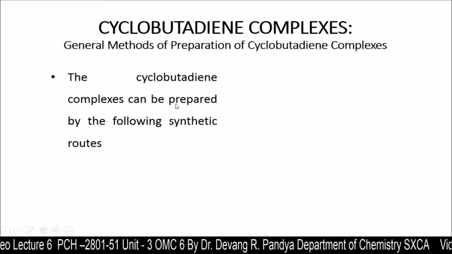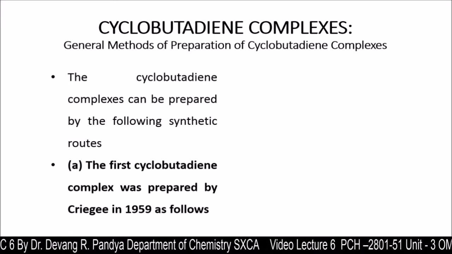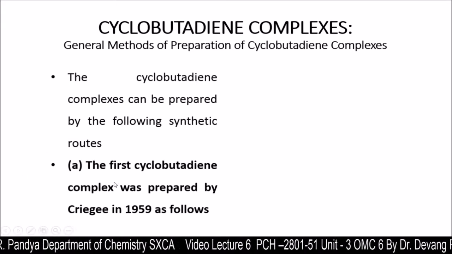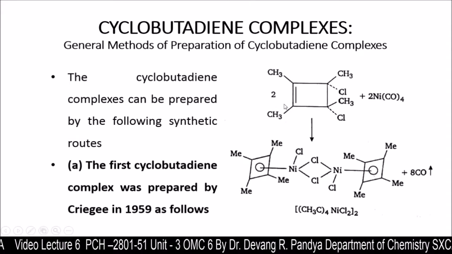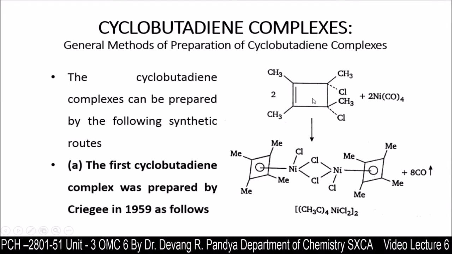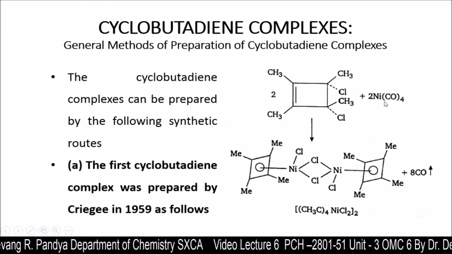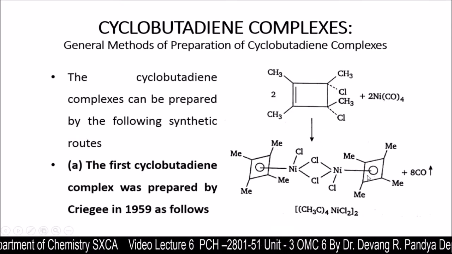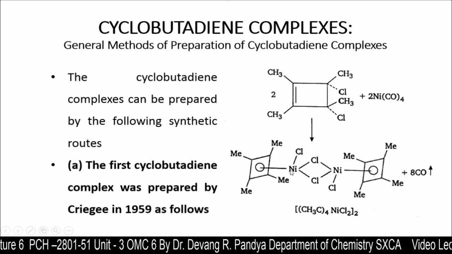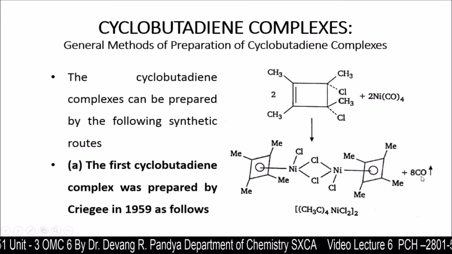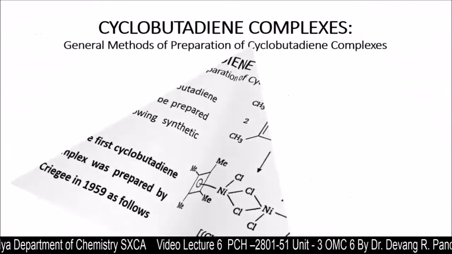Cyclobutadiene complexes can be prepared by several synthetic routes. The first cyclobutadiene complex was prepared by Criegee in 1959 using this reaction. Two moles of the substituted cyclic compound are treated with nickel tetracarbonyl, and we get the substituted cyclobutadiene complex with nickel, with chloride acting as a bridging ligand, substituting 6 carbon monoxide ligands from the nickel tetracarbonyl.